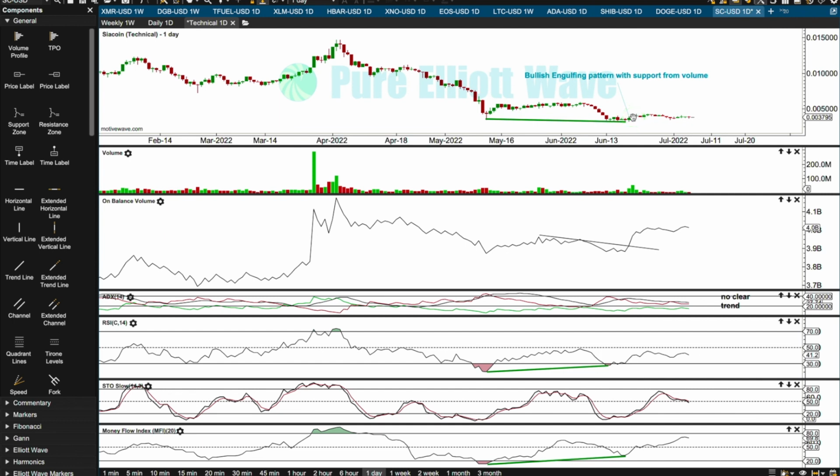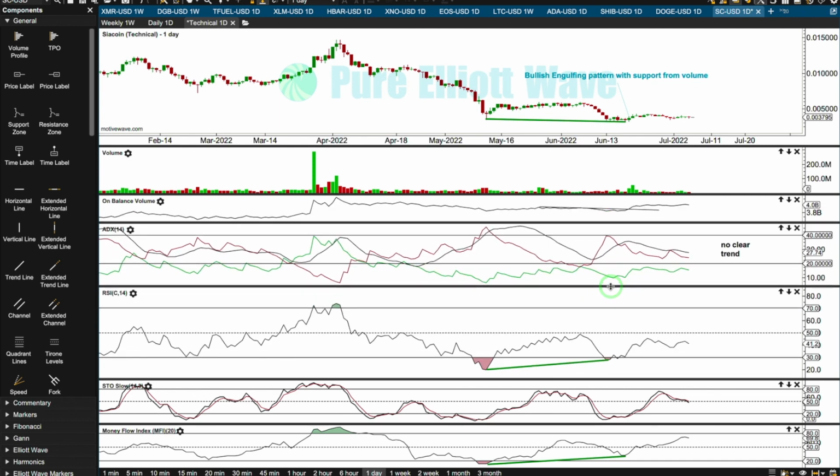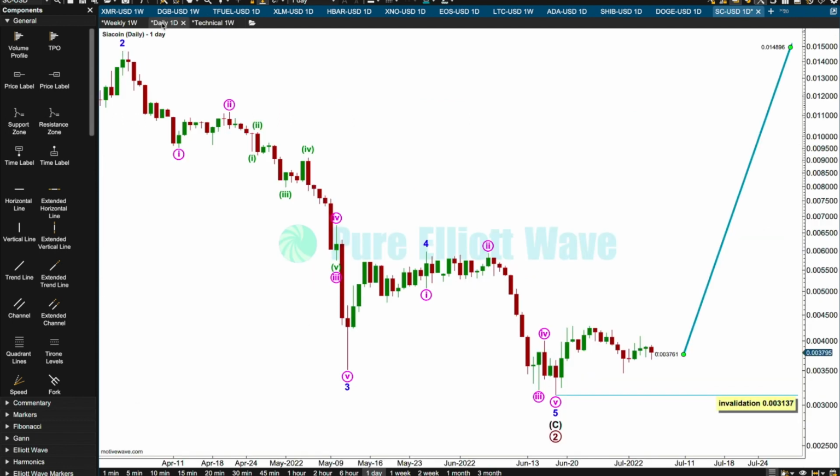So that would support the view that this could be a low in place, a bullish signal from on balance volume. ADX exhibits no clear trend. There is bullish divergence on a closing basis between price and RSI. RSI is not making new lows corresponding with price. There is weakness in that downward movement also with money flow index. It's possible Siacoin's found a low, as it is with most of these cryptocurrencies at the moment.